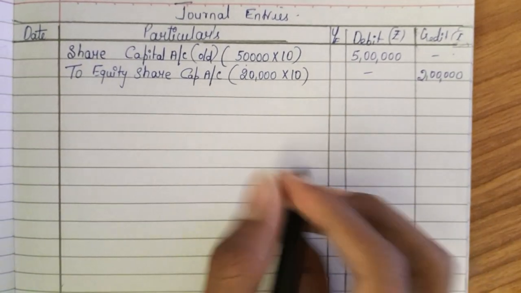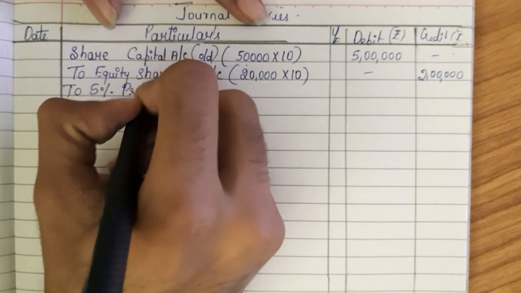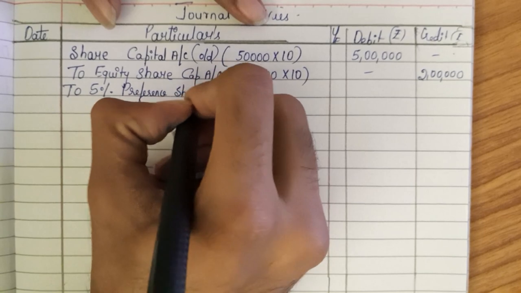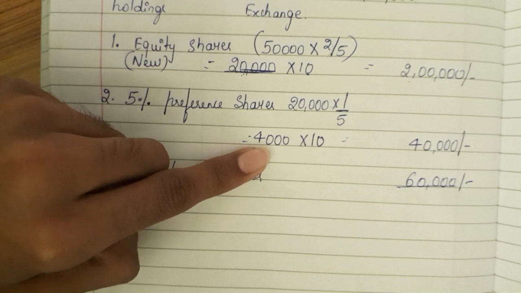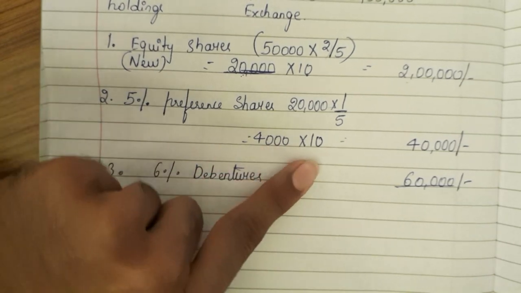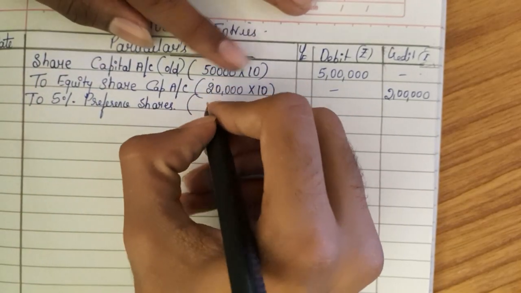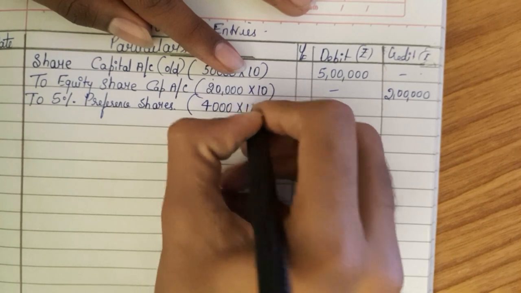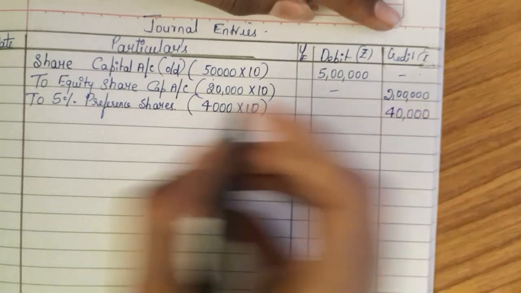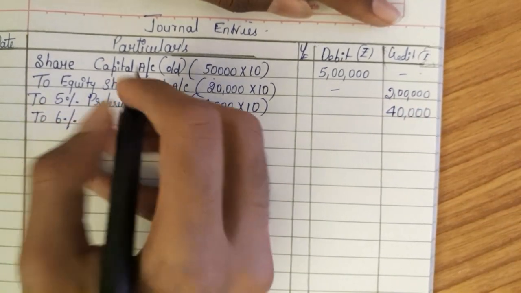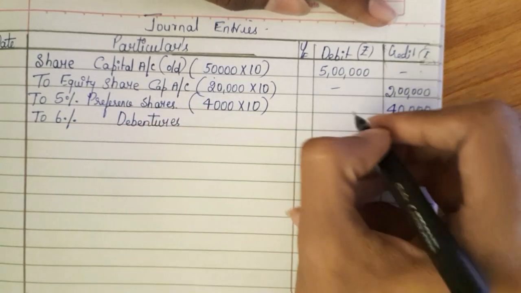Next, what are they issuing? They are issuing 5% preference shares. Total 4,000 preference shares of rupees 10 each, which is nothing but 40,000. Next, they have told that they are giving 6% debentures for them. So 6% debentures. How much is the value of debentures? They have given in the question directly.